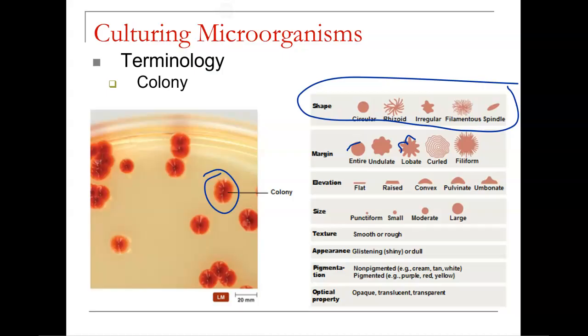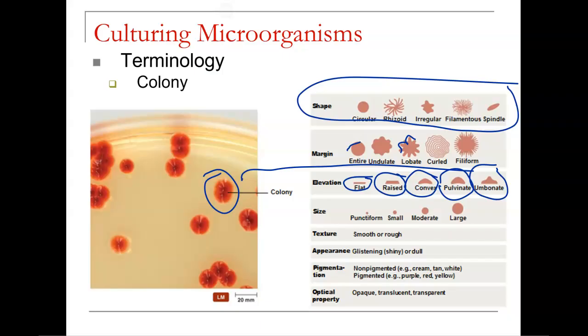You've got to look for elevation. And so you're pretending that you're looking at it from the side. See how this one doesn't really have anything raised at all? And so it's considered flat. You can have one that's slightly raised. We call that raised. You can have a convex, where it kind of comes up a little bit. You can have a pulvinate where it comes up even more. And then I've seen quite a few of these, and this is what you're seeing over here. It's an umbonate, and that's what you're kind of seeing over here. It's got that little dot in the center.